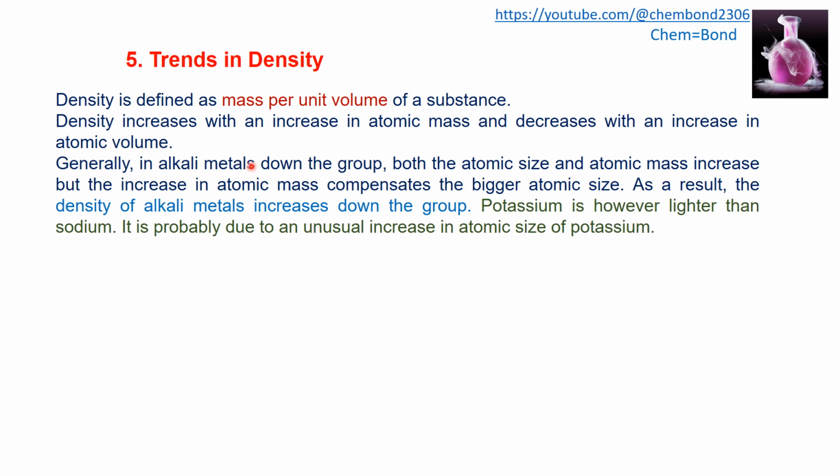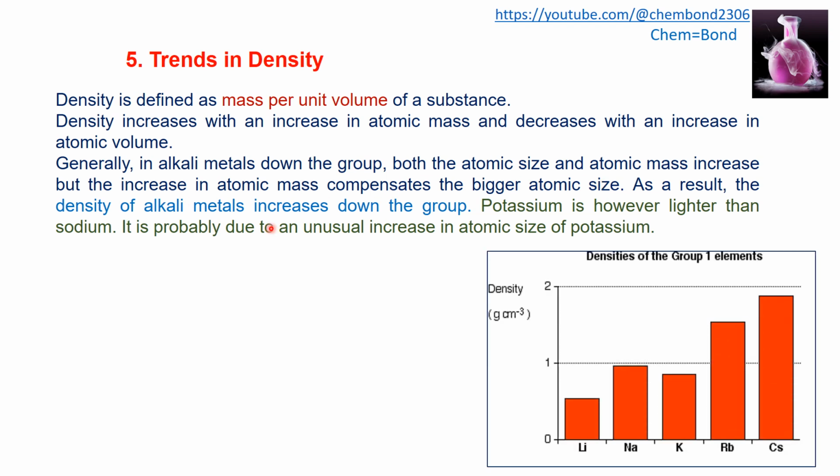In general, for alkali metals down the group, both the atomic size and atomic mass increase, but the increase in atomic mass compensates for the bigger atomic sizes. As a result, the density of the alkali metals increases as we move down the group. It is shown in this figure. Lithium will have less density as compared to cesium, which means that the density will increase as we move down the group.